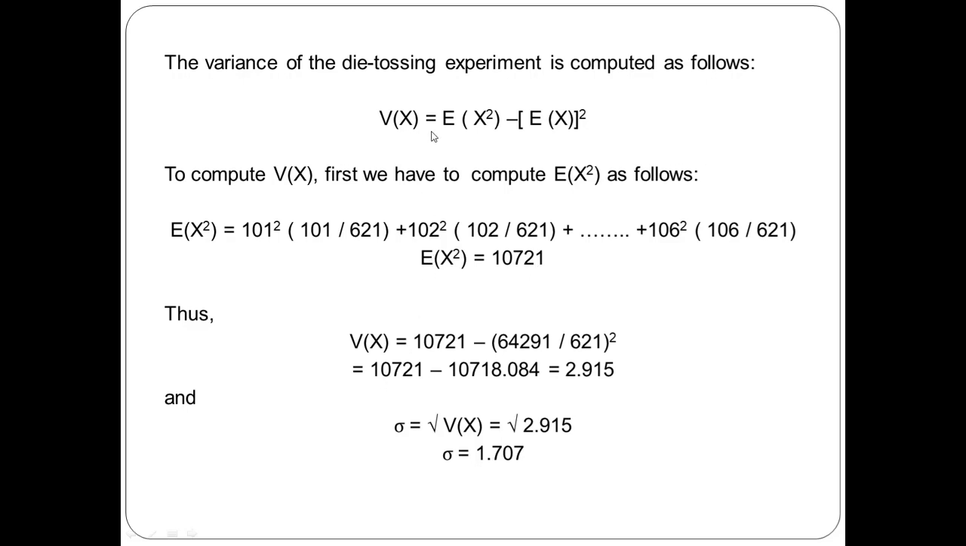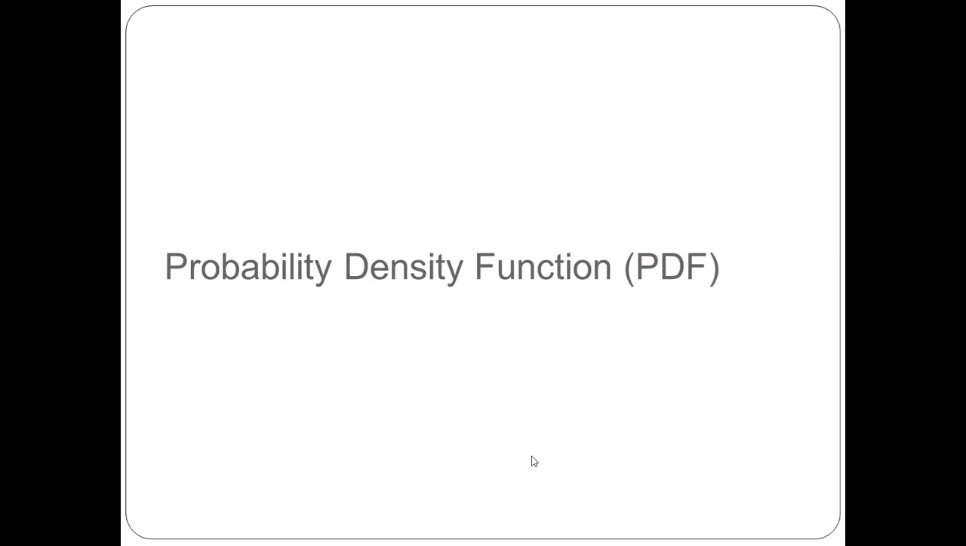Now we will add these values in this formula, e of x square minus e of x value. Okay, after this we will compute the value and get the answer 2.915, and then we will calculate the standard deviation, that is root of v of x, and this answer. Now we will discuss the problem related to PDF.